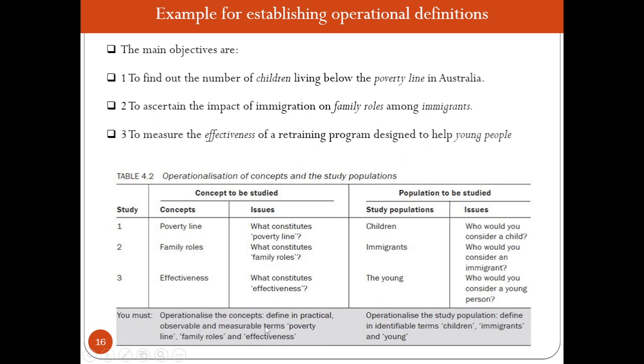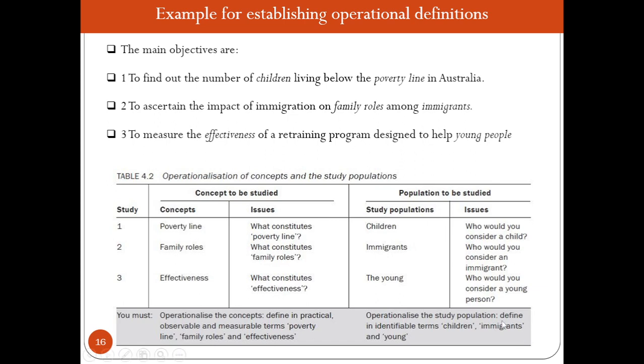Poverty line. As I already told you, if a person's income is below 5,000 per month, then he or she is considered, for example, a poor person. So that refers to the idea of poverty line that you have operationalized. It means that practically you have given us a definition that is quite observable, because we go and count the amount of money that he earns. And that is quite measurable also.